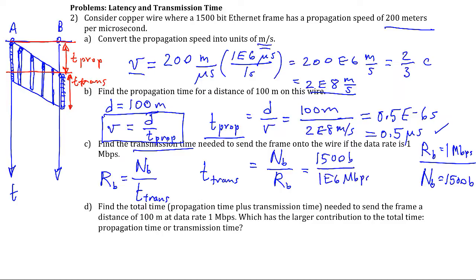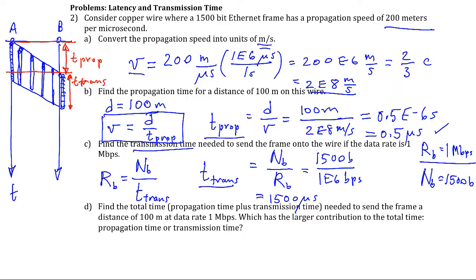Boy, I've got to erase over and over on this one. Bit per second, and I'm going to get a time. I'm going to get 1500 microseconds. And it's 1500 divided by 1, and then e to the 6 becomes e to the minus 6 seconds, and so I'm going to call that a microsecond.